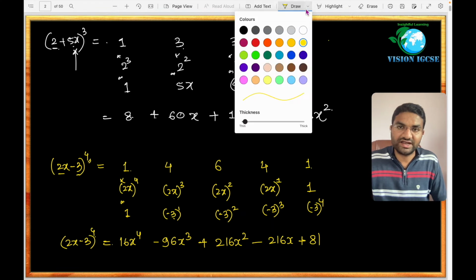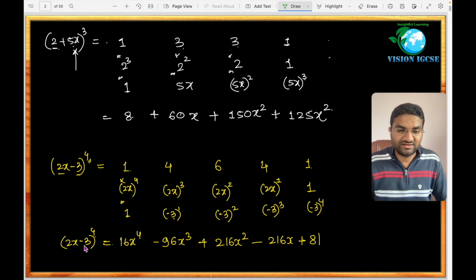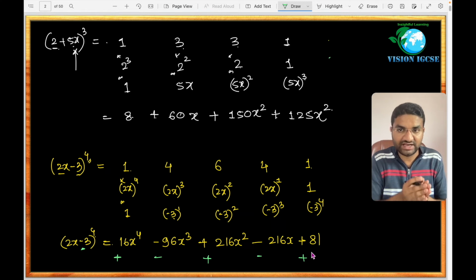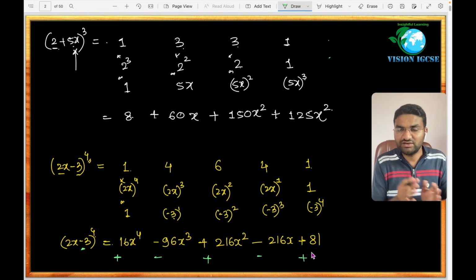Now if you analyze here, just because of this negative term, we are getting alternately positive, negative, positive, negative, positive, and so on and so forth. So in any binomial expansion with a negative sign between the two terms, you will get alternately positive and negative values. This is because of even and odd powers. That's it, simple as that.